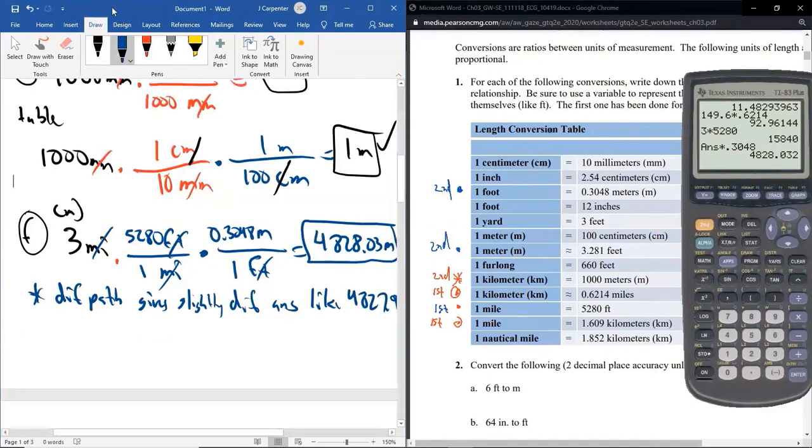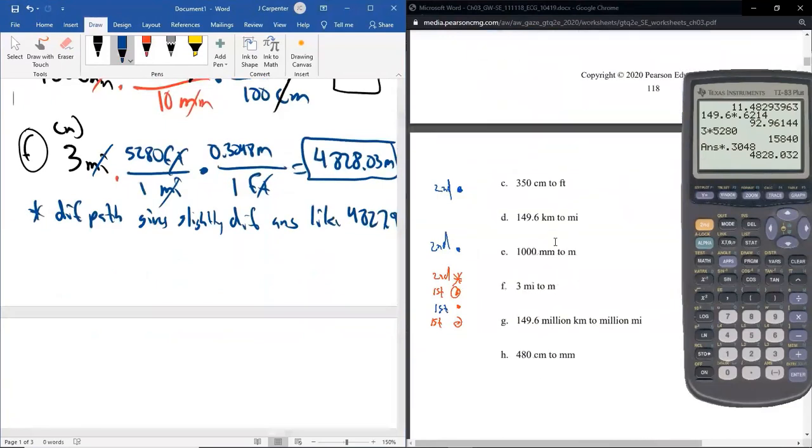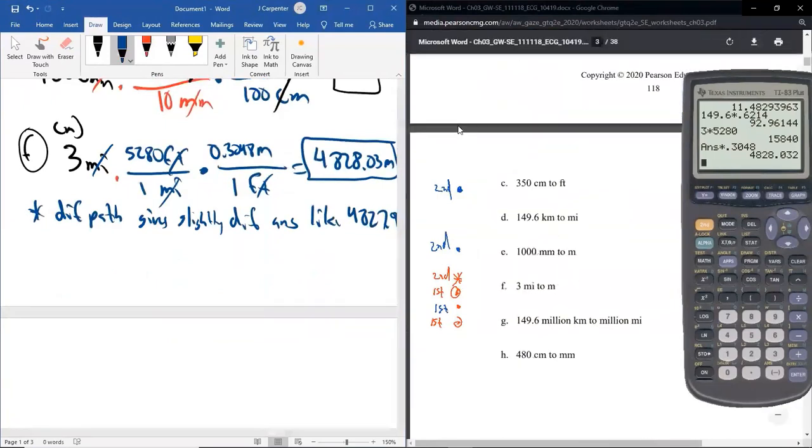All right, got 5 minutes. Let's do G, and we won't do H. Clear my screen, annotate, clear, boom. G, 149.6 million kilometers.